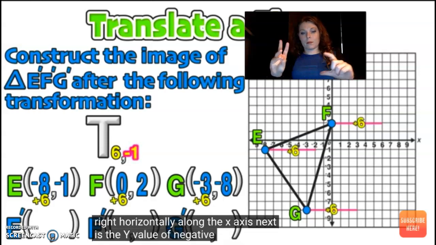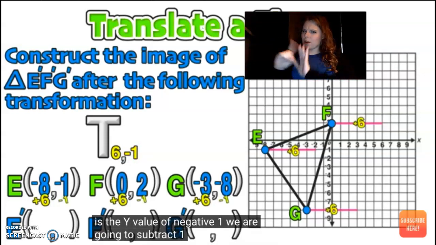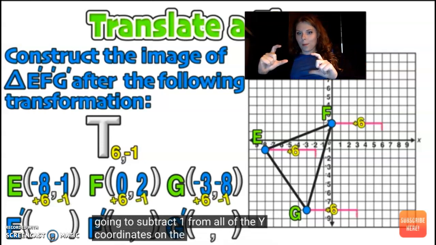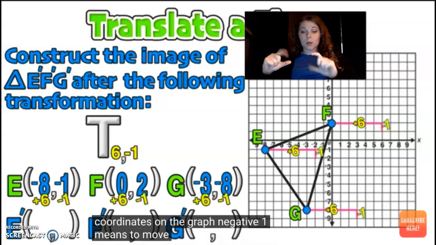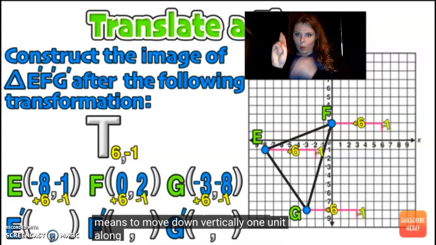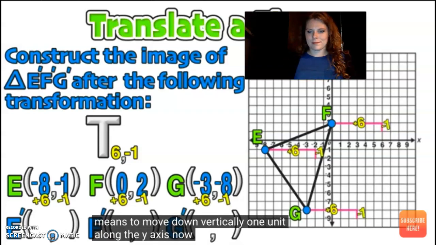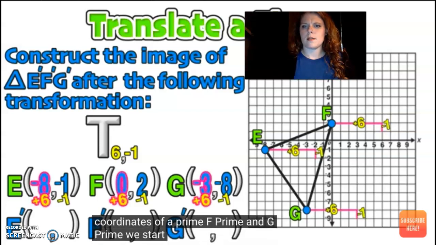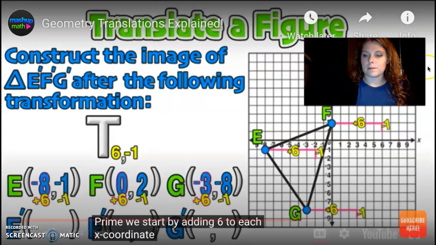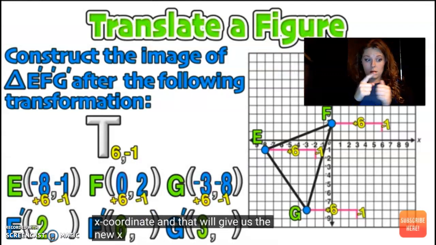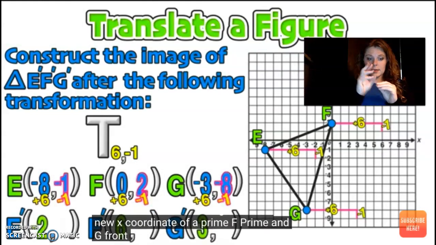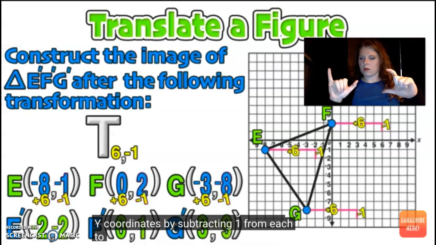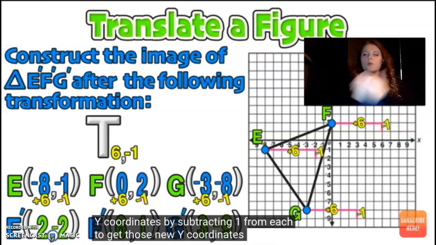Next is the y value of -1. We are going to subtract 1 from all of the y coordinates. On the graph, -1 means to move down vertically 1 unit along the y-axis. Now to verify the coordinates of E prime, F prime, and G prime. We start by adding 6 to each x coordinate, and that will give us the new x coordinate of E prime, F prime, and G prime. We'll do the same thing with the y coordinates by subtracting 1 from each to get those new y coordinates.